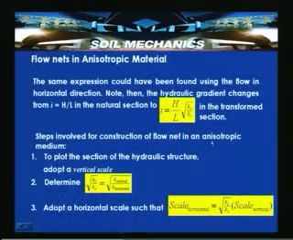Once the ratio is obtained, now adopt a horizontal scale such that the horizontal scale is root over kz by kx times the vertical scale. So, the steps involved in the construction of the flow net in an anisotropic medium are as follows. To plot the section of the hydraulic structure, adopt a vertical scale, determine root over kz by kx, which is equal to root over k vertical by k horizontal, and adopt a horizontal scale such that scale horizontal is equal to root over kz by kx times scale vertical.